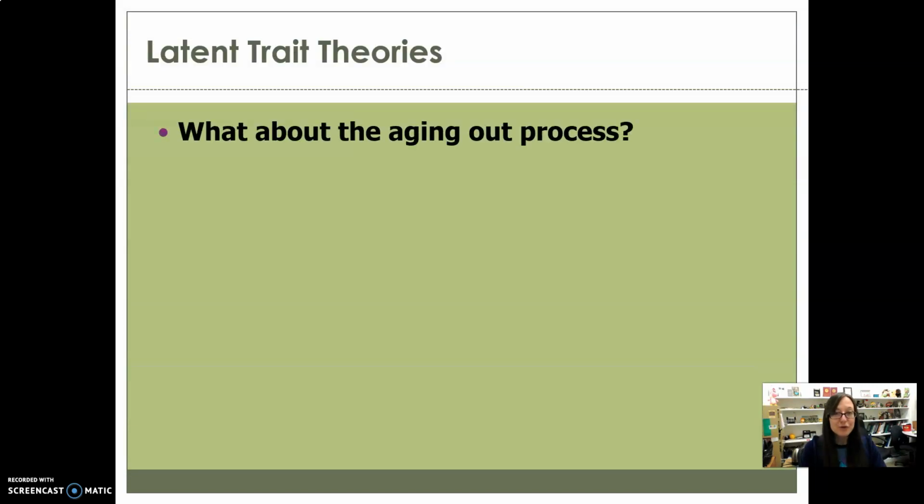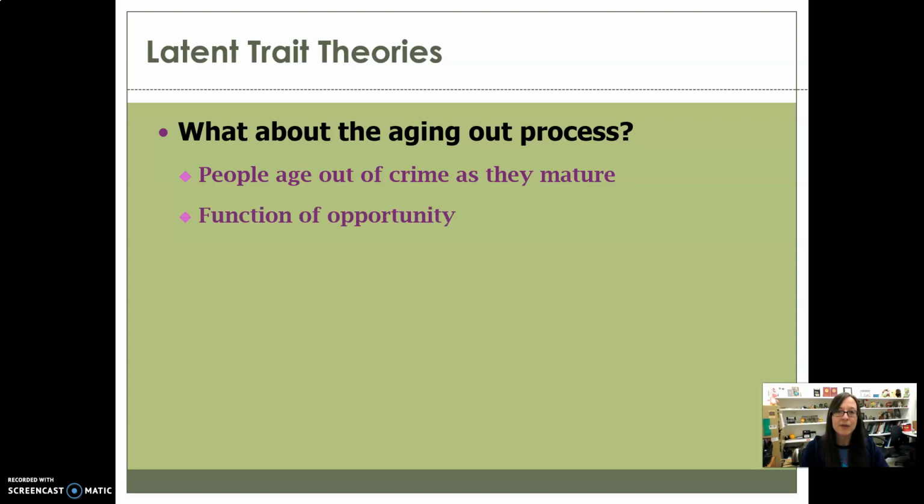So the first question that should come to your mind is, well, what about the aging out process? We know that people age out of crime as they mature. We know that because there's that age-crime curve, and people are much less likely to commit crime as they age. So the answer, when we look at latent trait theories, is that it is a function of opportunity. The propensity to commit crime is still there, and if somebody has a higher likelihood to commit crime, they always have a higher likelihood, but opportunities start to disappear.